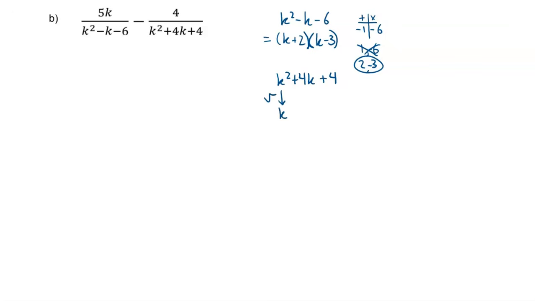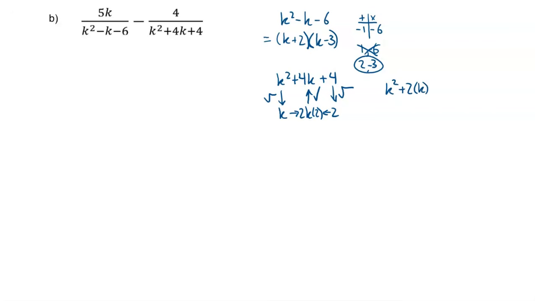Now the next one is actually a perfect square. And one way we can check that to see if it's a perfect square is we see the square root of the first term is k, the square root of the last term is 2, and is the middle term 2 times k times 2? And if it is, it's a perfect square. 2 times k times 2 gives us 4k.